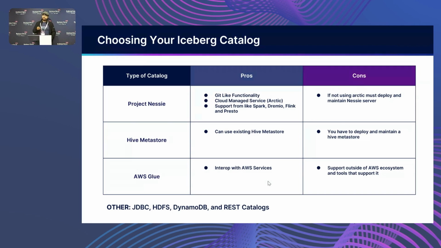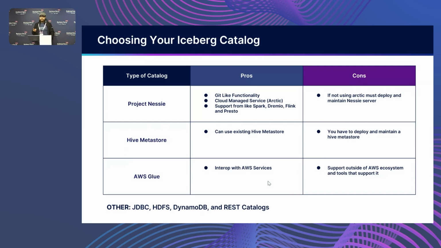Okay, then there's AWS Glue. AWS Glue is basically a catalog built into AWS services. And the awesome thing about using AWS Glue as a catalog is that it interoperates very well with all of AWS's other services. So if you are using Athena, Redshift, or all these other AWS tools, then AWS Glue makes a lot of sense as your Iceberg catalog. But if you're not using a lot of AWS tools, then maybe not. Then maybe one of the other options is a better choice.